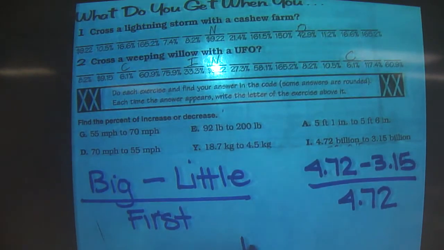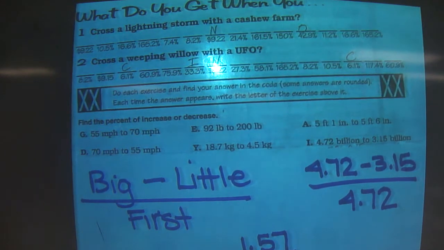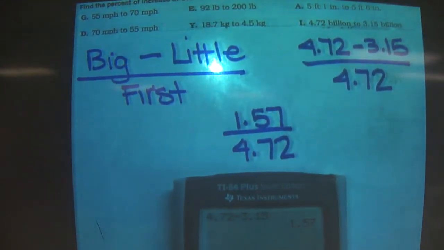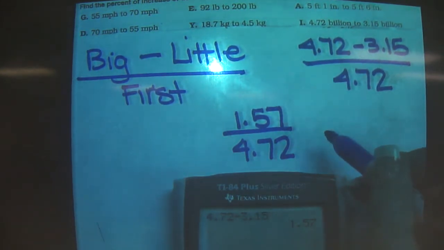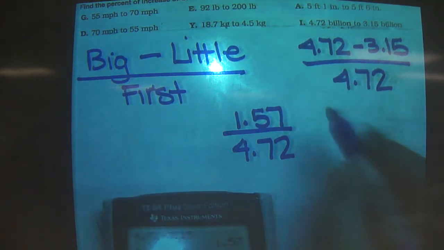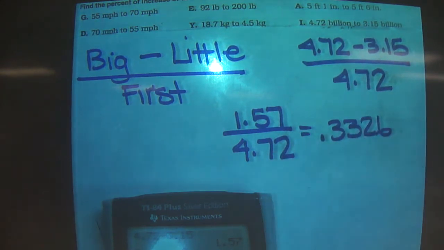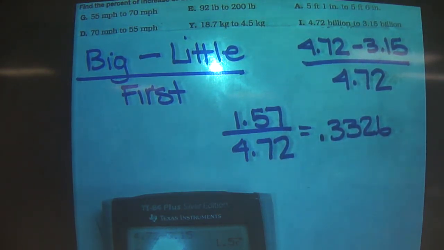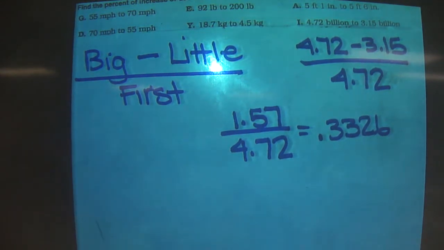1.57. 1.57 over 4.72. I'll tell you right now, I'm not giving you any decimals on the test, so watch. Here's my little thing. Can you see it? So I have 1.57 divided by, because a fraction's just division, 4.72, and that's equal to, as a decimal, 0.33262711186.